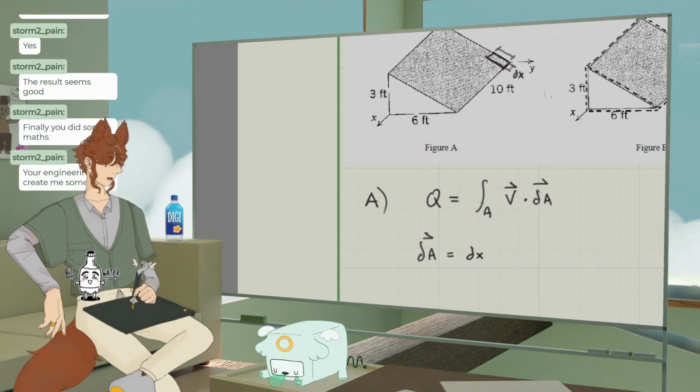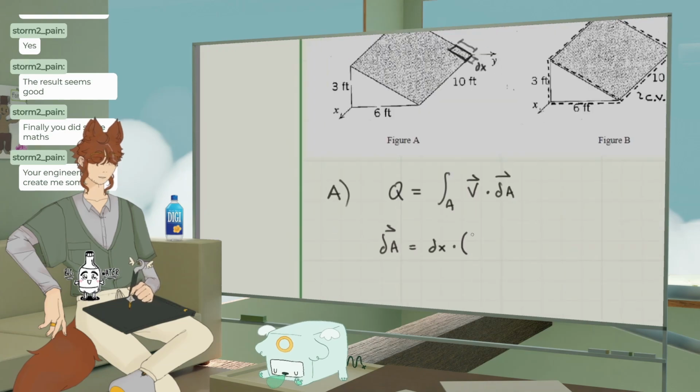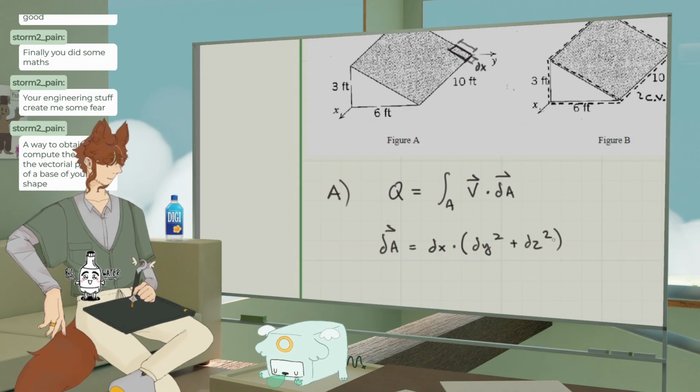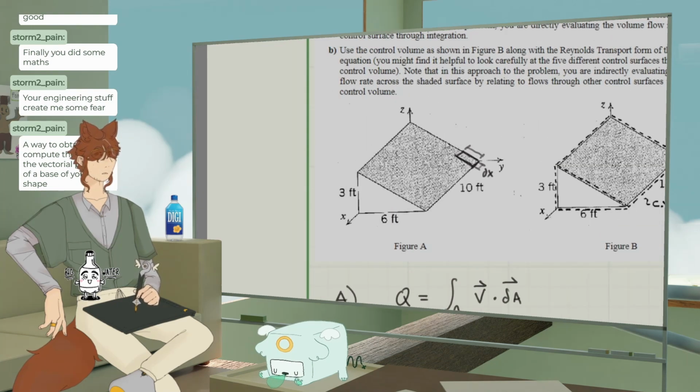Okay. That's a good start. Now I'm using these as differential bits. This is probably not right now. If I was gonna take the hypotenuse, it would be dy squared plus dz squared. A way to obtain it is to compute the norm of the vectorial product of a base of your shape. The norm of a vectorial product. Oh, so like you just take the vector of this vector.